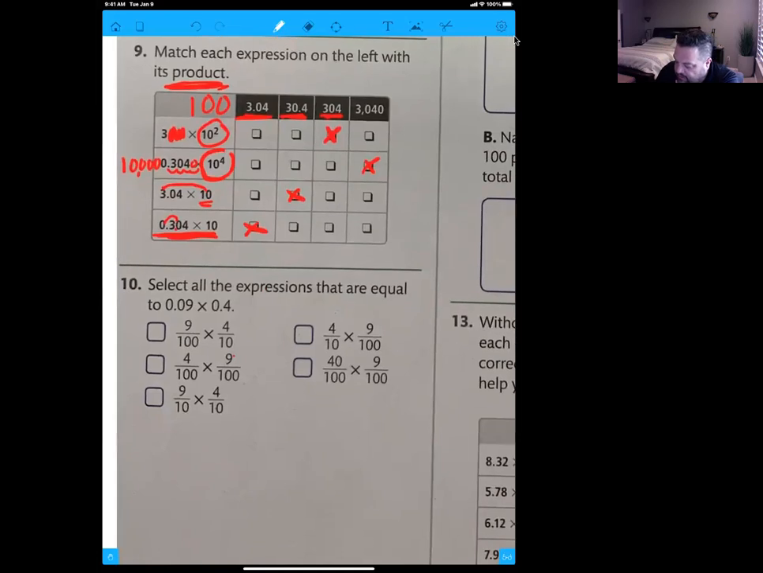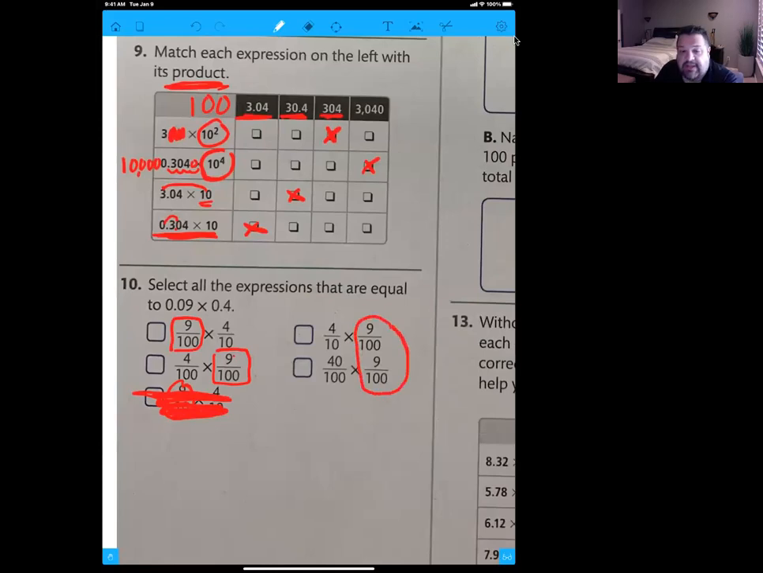All right, select all expressions that are equal to 0.09 times 0.4. This is like the other page, right? I say 0.09. Literally, we're supposed to say that as 9 hundredths. So you have to find all the ones that are 9 hundredths. Well, there's a 900, so that could be the answer, right? This says 9 tenths. Can never be the answer. And these other two say 9 hundredths.